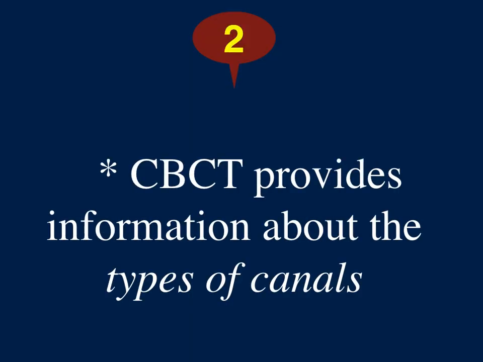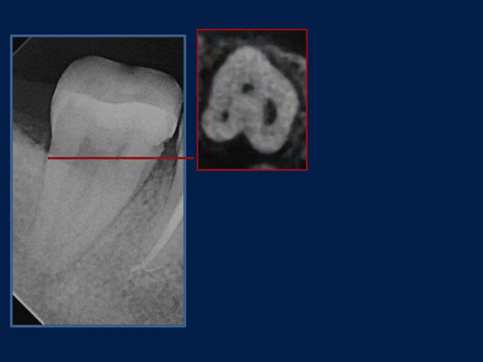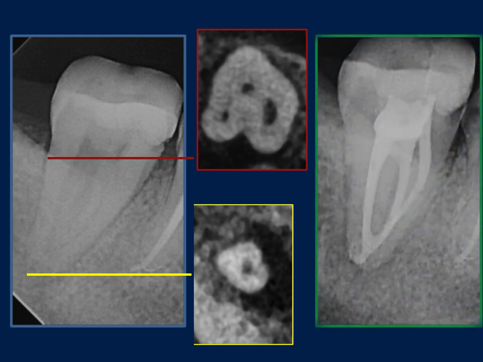The second cause is the CBCT will provide information about types of canals. So while we are looking at this tooth, we can know with using CBCT, the coronal part has 3 canals which join to exit in one foramen. That means I will prepare the main canal, then I will search for the joining point of the other 2 canals and clean them accordingly. So this will be the final result.